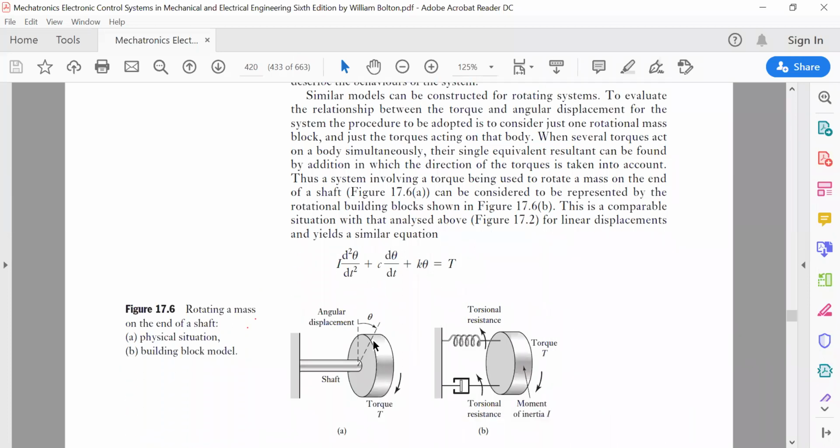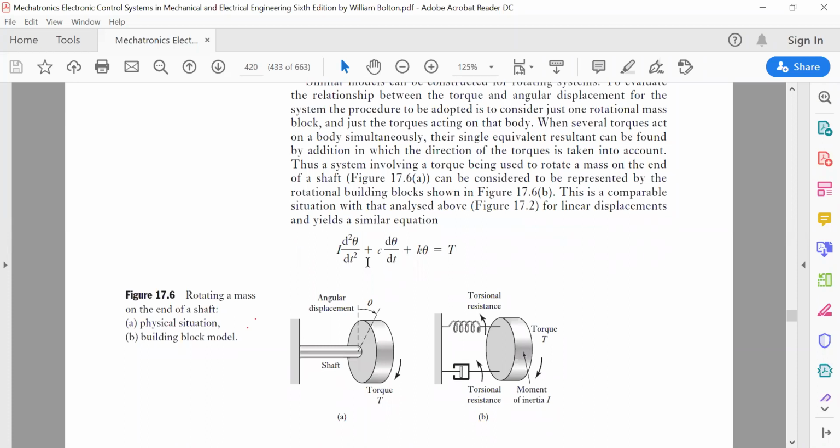So this is an example of a rotational system, where this is an analogy with a similar equation which we have directly written over here for the torsional system. That is I d2theta/dt2 plus C dtheta/dt plus K theta is equal to torque. This is a completely similar equation to the linear system. Only we have replaced the mass with the moment of inertia and x with the angle theta.